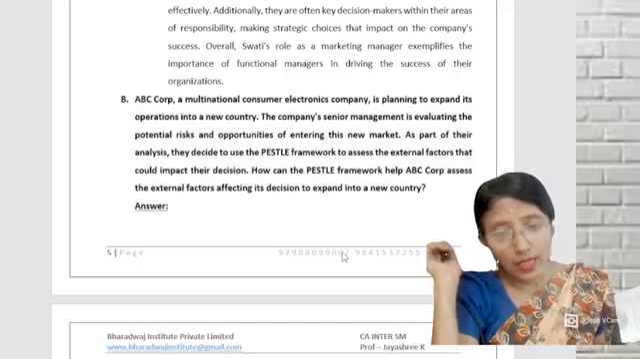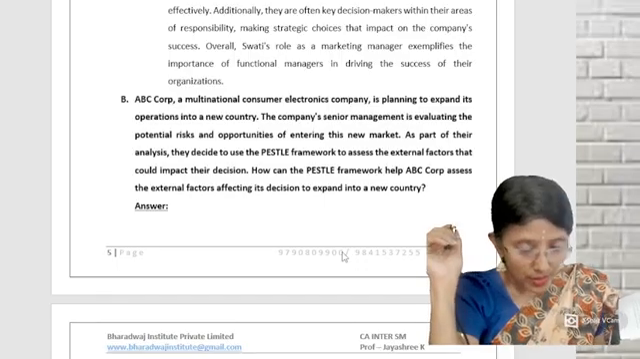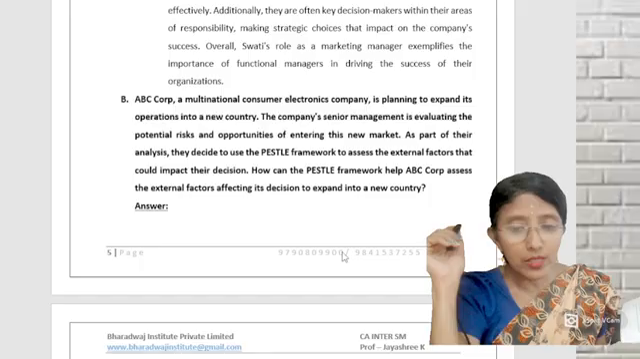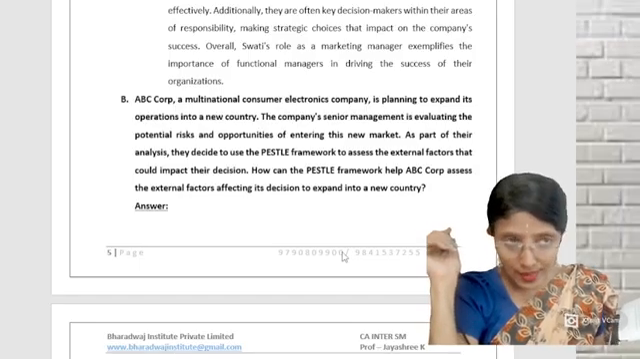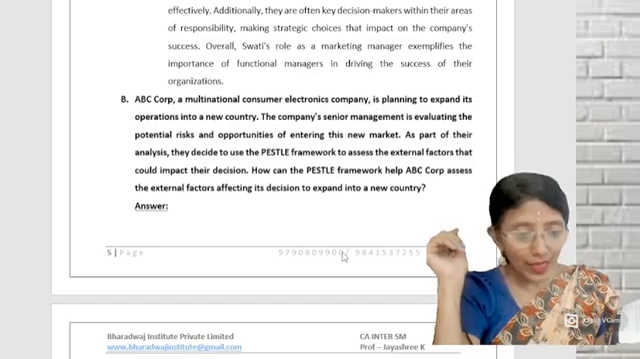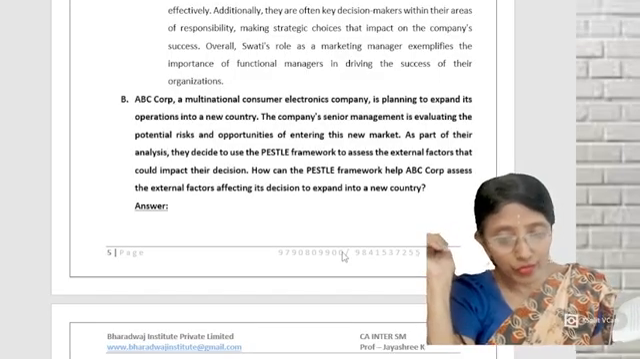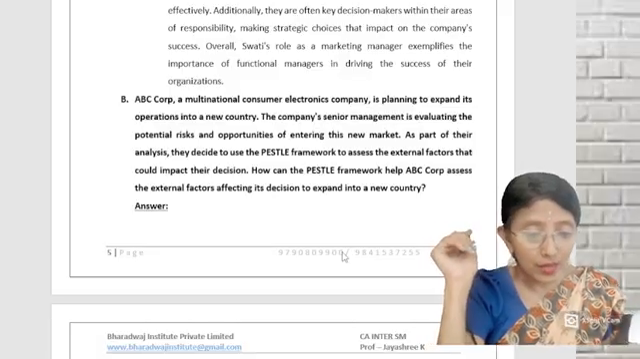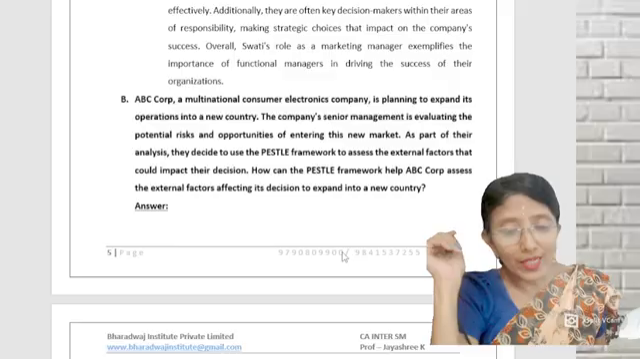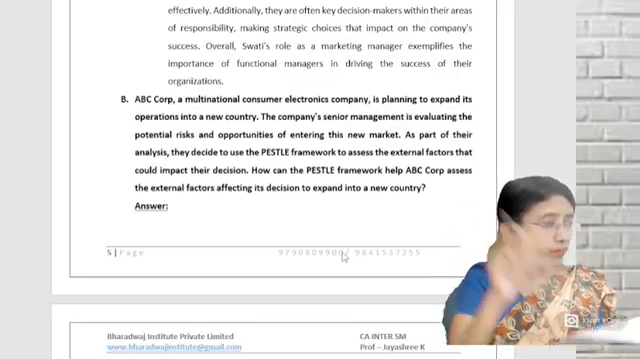The next one: ABC Corporation, a multinational consumer electronics company, is planning to expand its operations into a new country. The company's senior management is evaluating the potential risks and opportunities of entering this market. As a part of their analysis, they decide to use a PESTEL framework to assess the external factors that could impact their decision. How can the PESTEL framework help ABC Corp assess the external factors affecting the decision to expand into a new country? What did you write here? What would you do here?